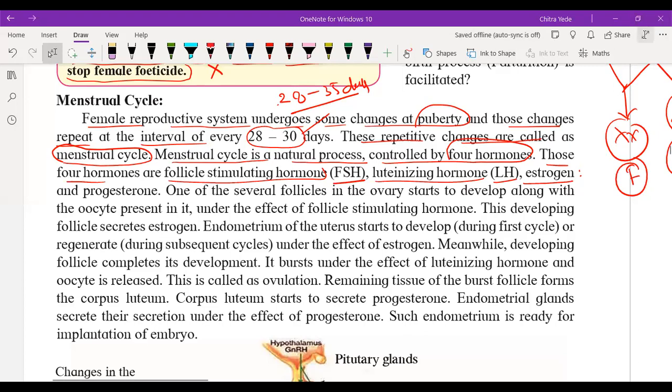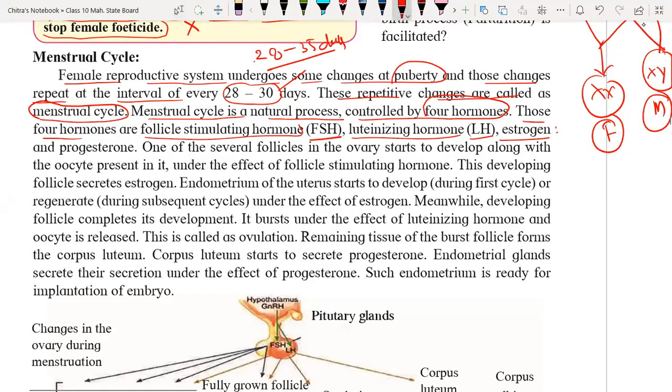Okay, so we don't have O, only E. Start from E, estrogen. And the fourth one is called progesterone. One of the several follicles in the ovaries starts to develop along with the oocyte present in it, under the effect of follicle stimulating hormone, FSH. This developing follicle secretes estrogen. That follicle secretes estrogen.